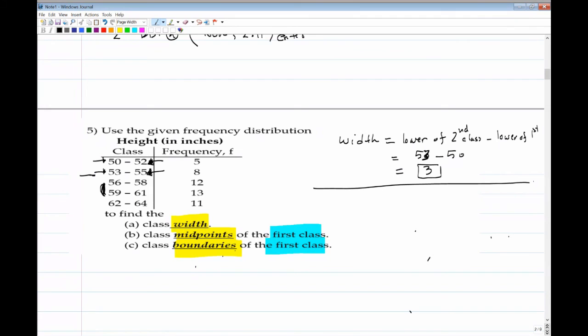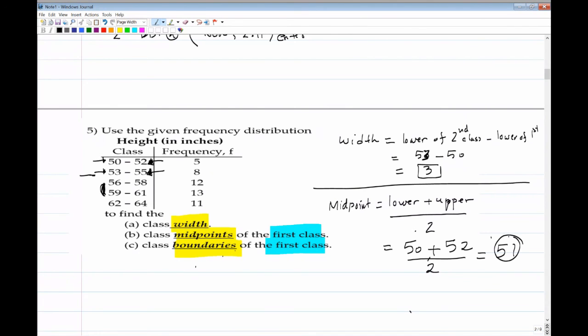Now, what we have next is the midpoint. To find the midpoint, we always do the lower of the class plus the upper of the class, and we divide the answer by 2. So we're looking at the first class. We have 50 for the lower. What do we have for the upper? We have 52. And we divide that by 2. We end up with 51. That will be the midpoint of the class.